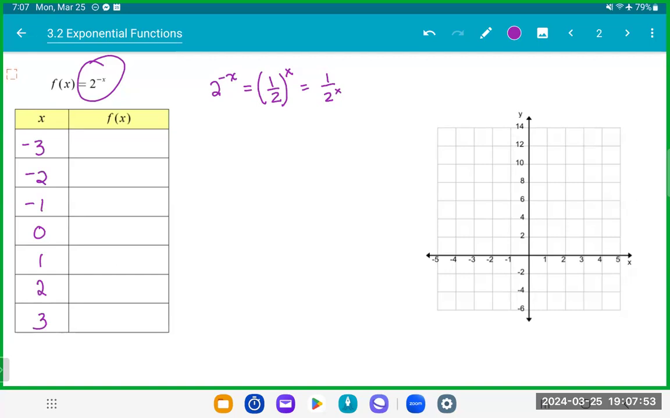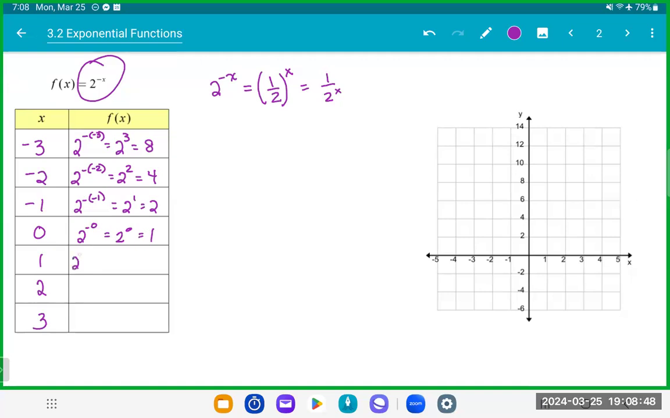So let's look at the -3, -2, -1, 0, 1, 2, and 3 example again. So now this one is going to be 2 to the -3, which is 2 to the 3, which is 2 times 2 times 2, which is 8. 2 to the -2 is the same as 2 to the 2, which is 4. 2 to the -1 equals 2 to the 1, or 2. 2 to the -0, well, 0 is neither positive nor negative, so that is 2 to the 0, which is 1.